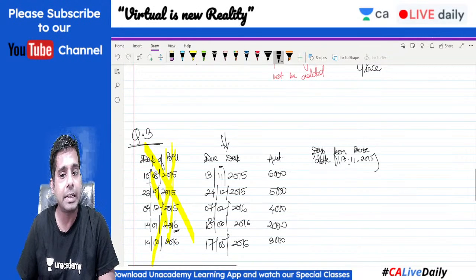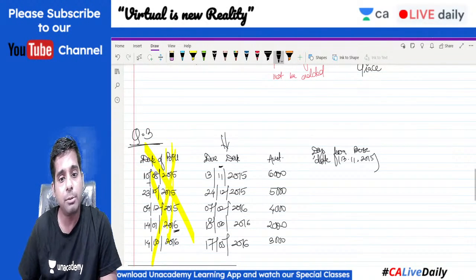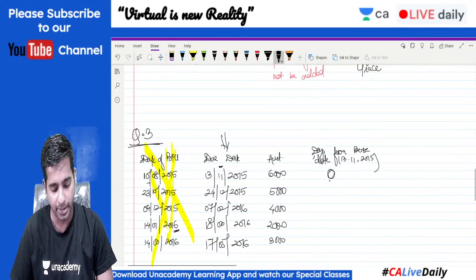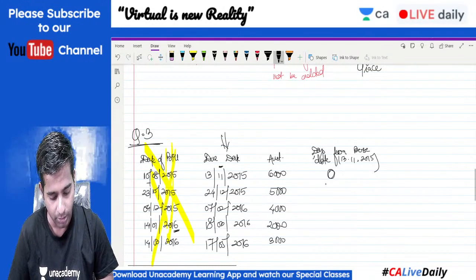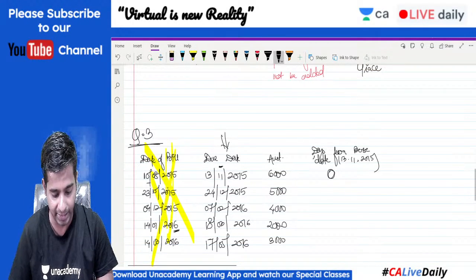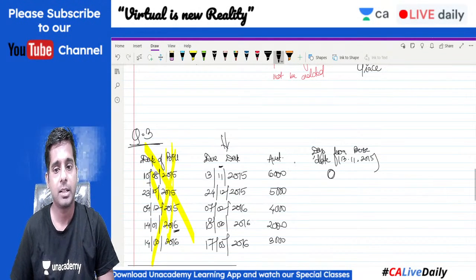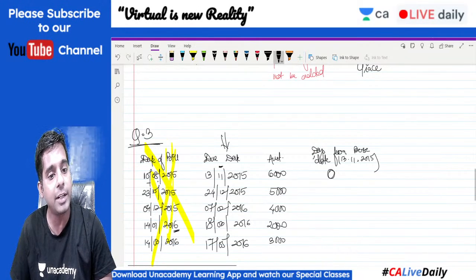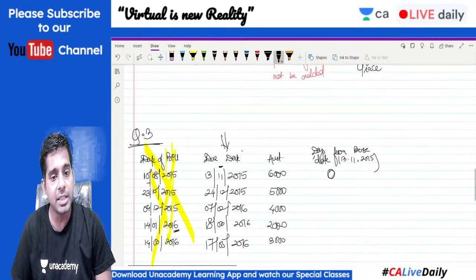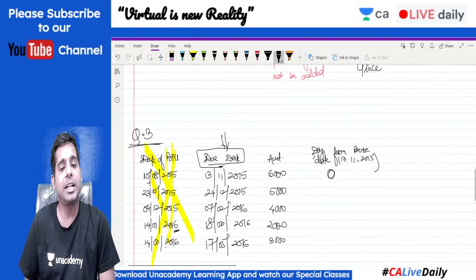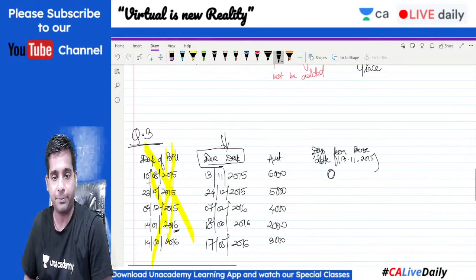Now, if we have taken 13th November as base date, what will be the difference from 13th November 2015 to 13th November 2015? How many days? 0. Kasim Sheikh, forget this date. If you have taken the due date, forget the other dates. You now don't have to calculate from 10th August. This is important: we are calculating the average due date. Just focus on the due date.